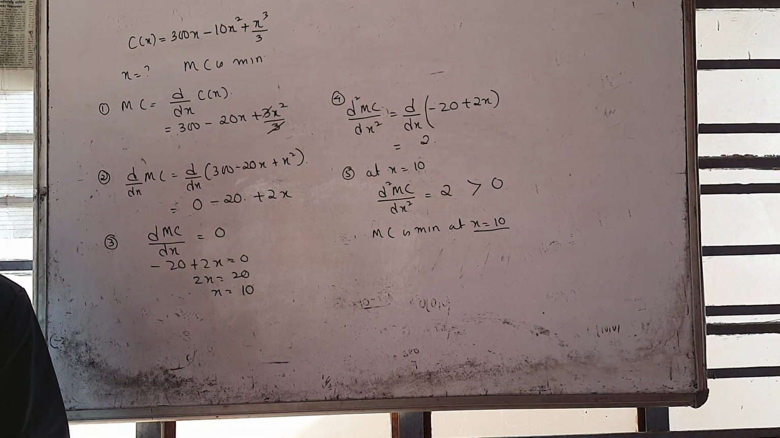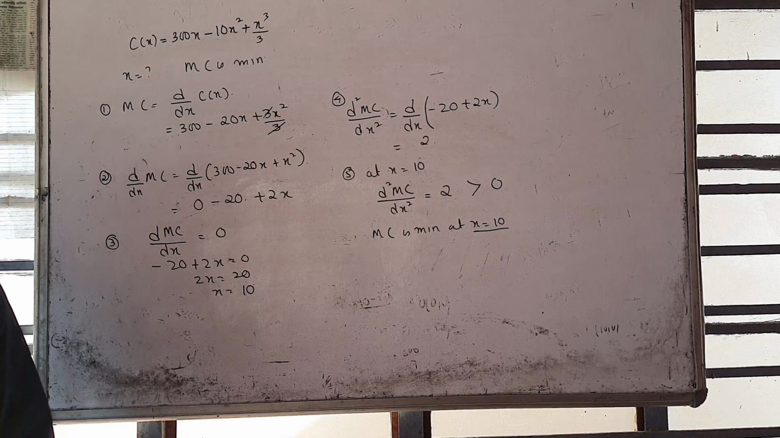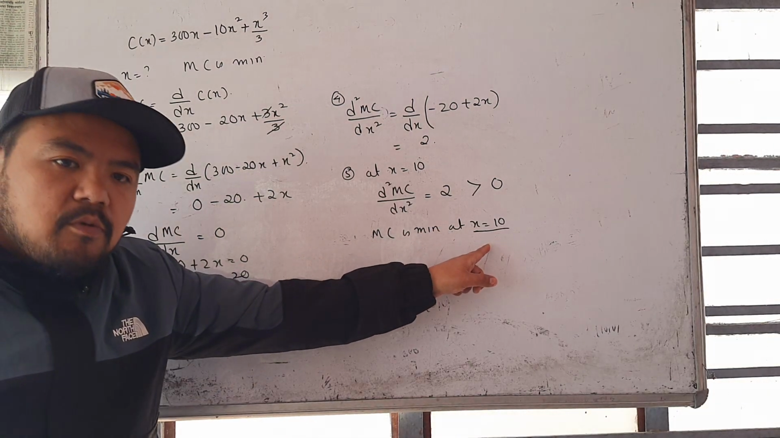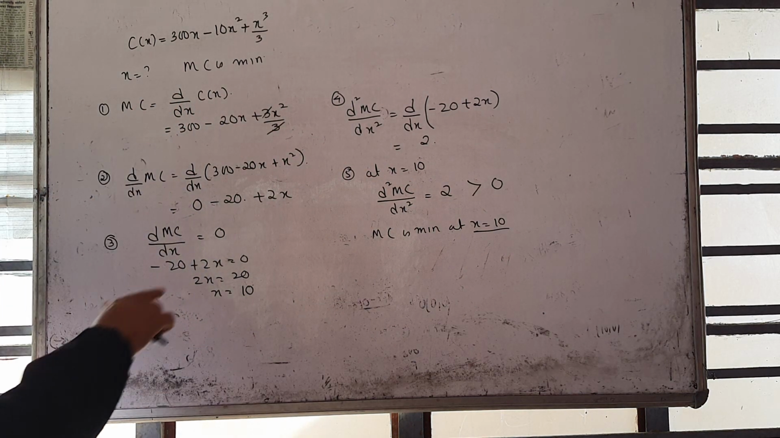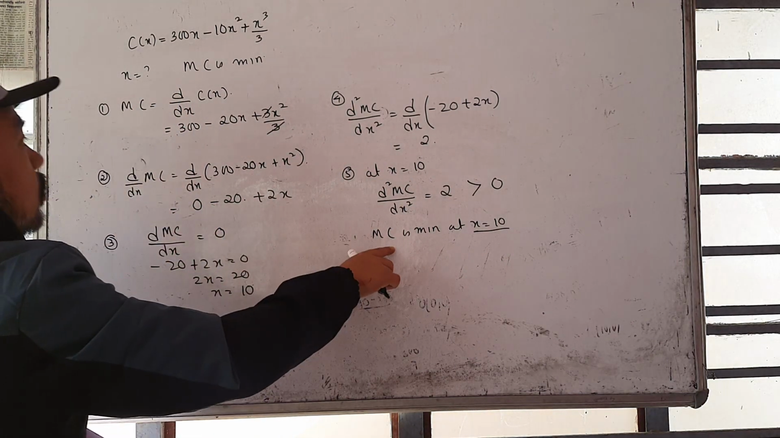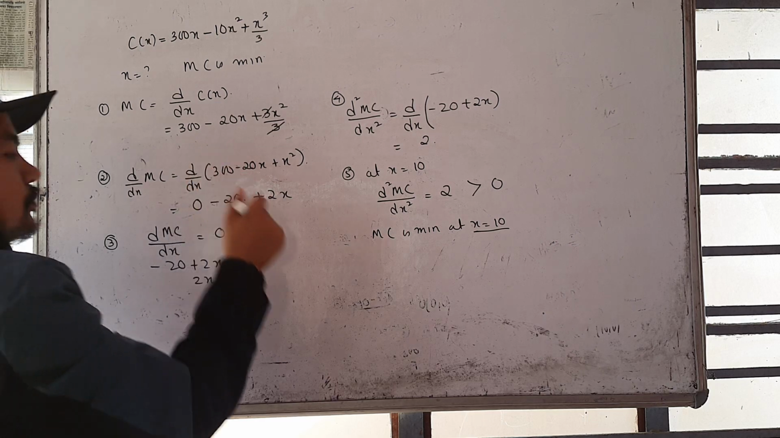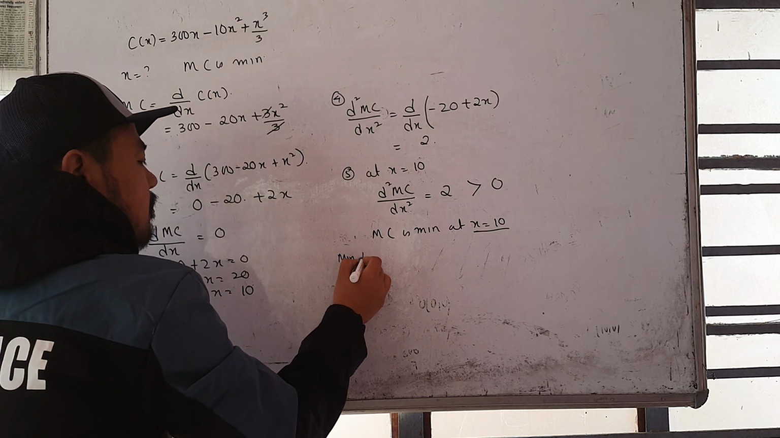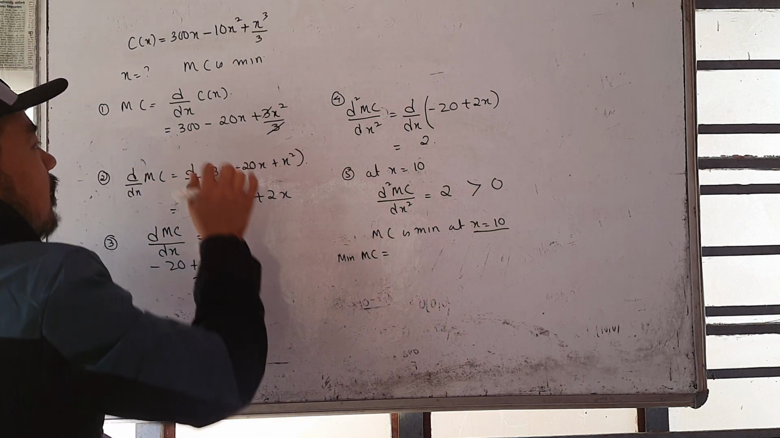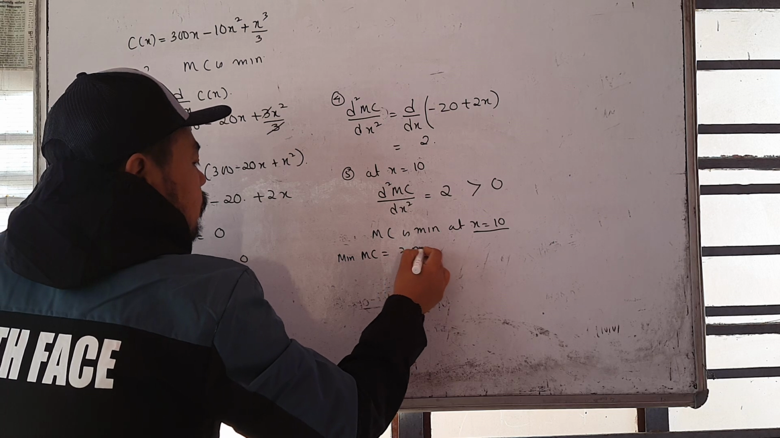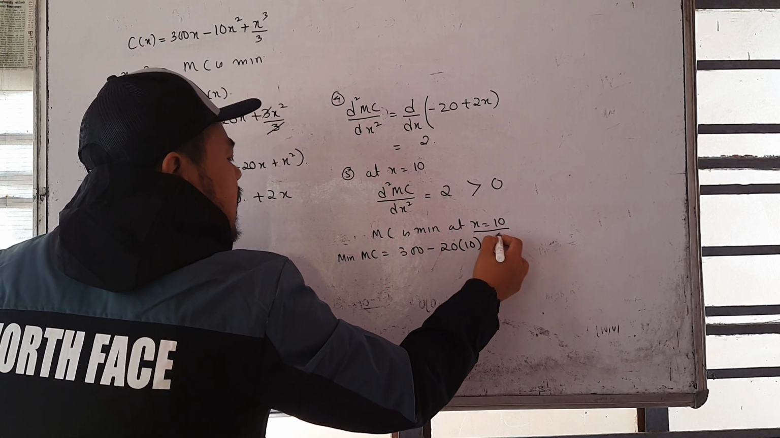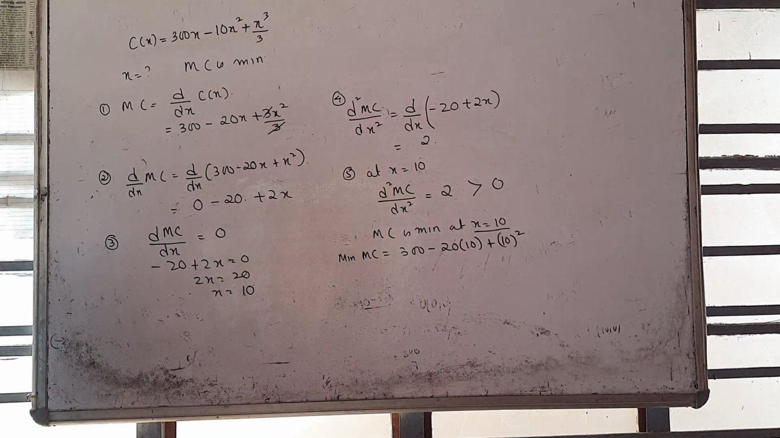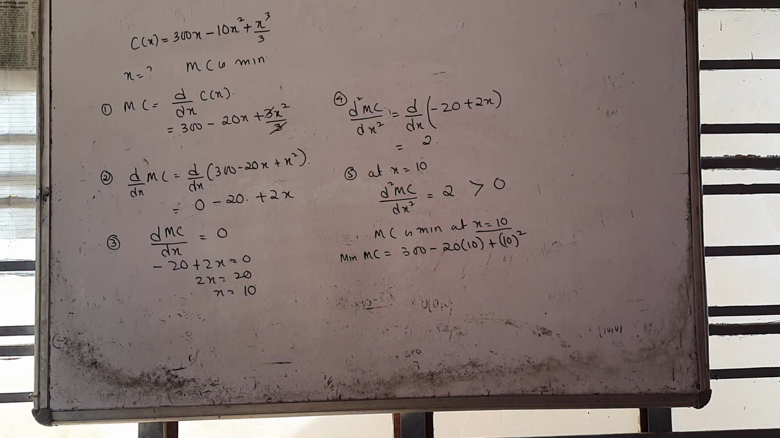Now please everyone, sometimes they will tell you to find the minimum value also. So when they tell you to find the value, whatever is making it minimum or maximum, that value you are going to put in the function. Is it clear? So what is the function please? Marginal cost. So this is the marginal cost, yes or no? So what is its minimum marginal cost, guys? Minimum marginal cost is going to be 300 minus 20 into 10 plus 10 whole square. So this is how you find out. Is it clear? Yes or no?